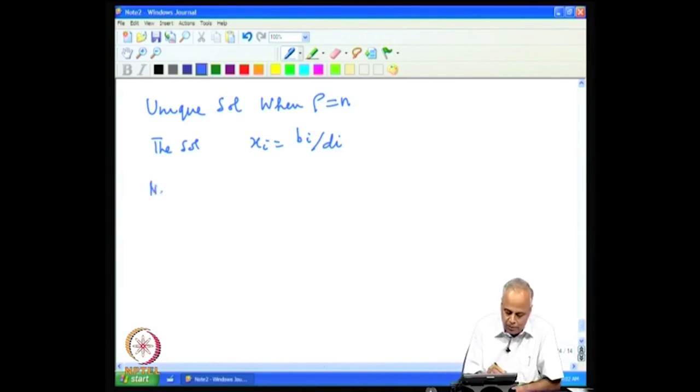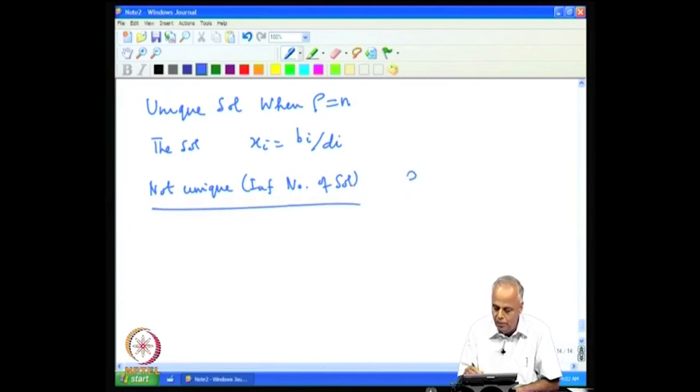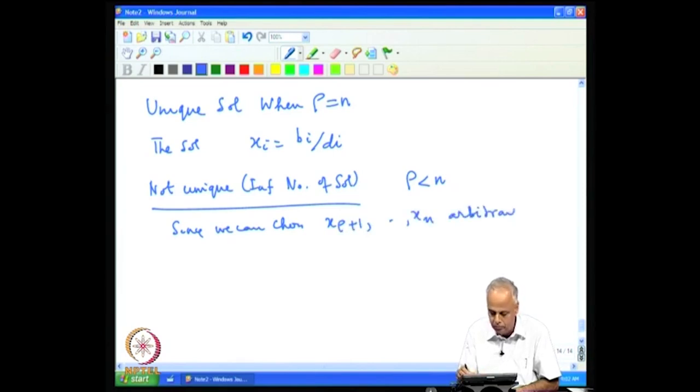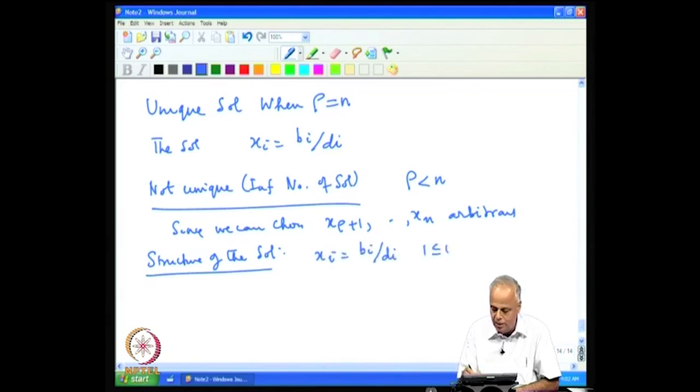When is the solution not unique? That is, infinite number of solutions. When rho is less than n, since we can choose x rho plus 1 to x n arbitrarily. So, what is the structure of the solution? The structure of the solution is xi equal to bi by di for 1 less than or equal to i less than or equal to rho, xi arbitrary for rho plus 1 less than or equal to i less than or equal to m.